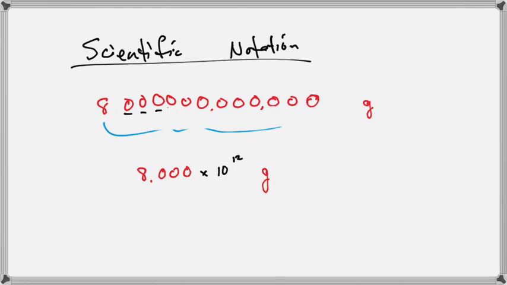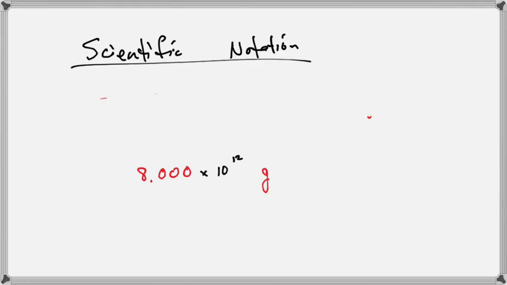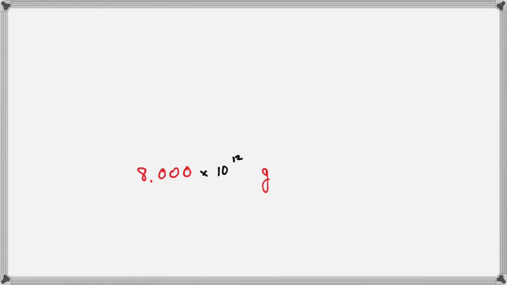So what we've got is this now measurement: 8.000 times 10 to the 12th grams. Okay? And now we as scientists or people can look at this and be like, well, is that a number I'm comfortable with understanding?